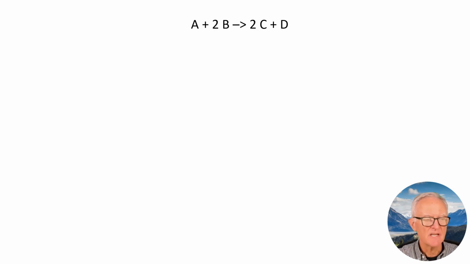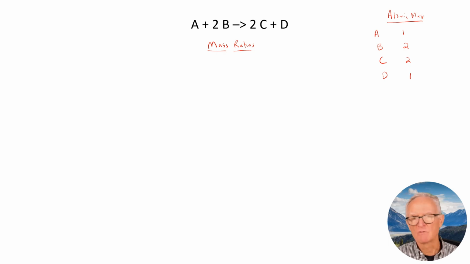Let's use that same sample reaction now to do another example looking at mass ratios instead of mole ratios. All right, for this we're going to need the atomic mass of each element in the reaction. Let's say the atomic mass of A is 1. Let's say for B it's 2. Let's say for C it's 2. And D is 1.